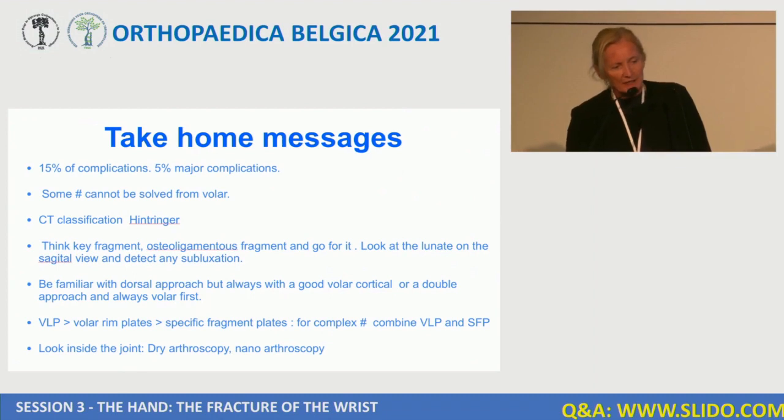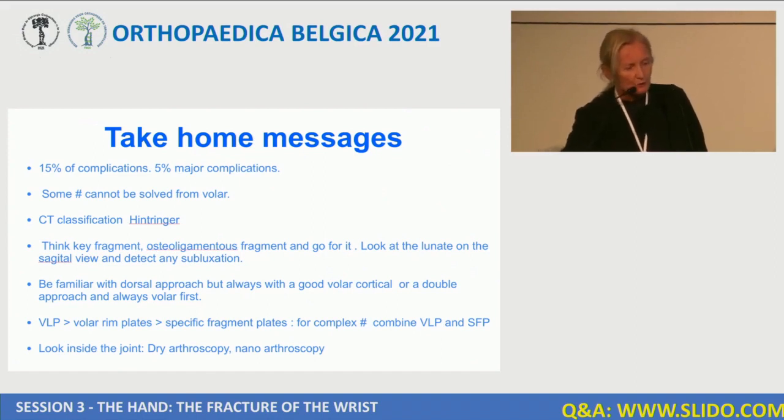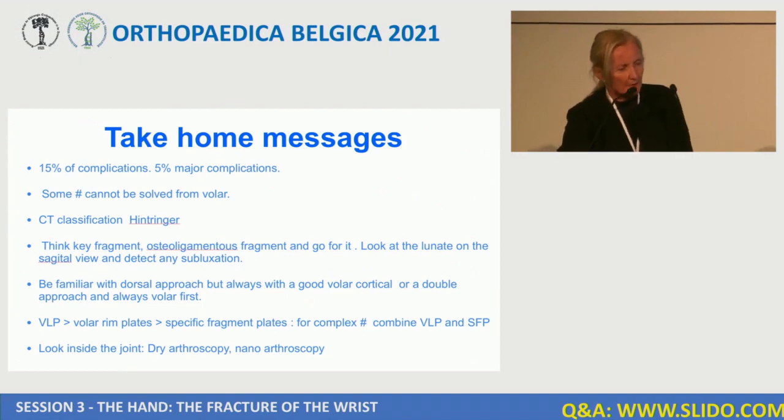Use the CT classification of Intringer, think key fragment, osteoligamentous fragments, and go for it. Look at the lunate on the sagittal view and detect any subluxation. Be familiar with the dorsal approach, but always with a good volar cortical or a double approach, and always the volar first. So we have the volar locking plate, but we also have the volar rim plates and the specific fragment plates. For complex fractures, combine all the plates.